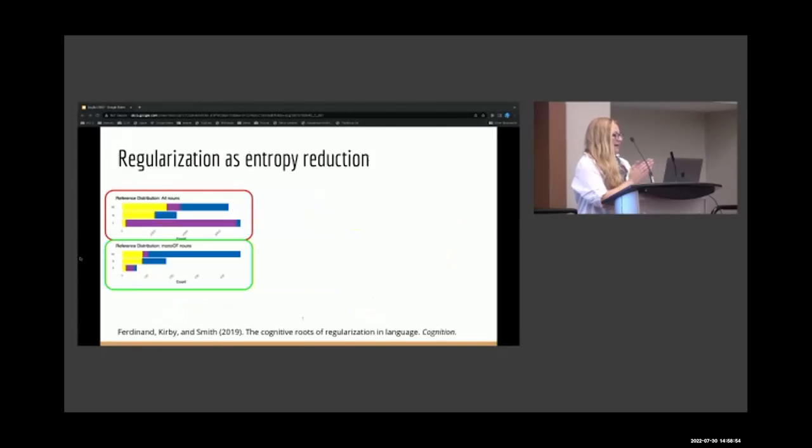And so now that we have them, we have the all nouns as the top distribution in red and the monosyllabic as the lower one. And now what we want to do is figure out our measure of how we're going to assess regularization. So we're going to follow Ferdinand et al. in 2019 in framing this in terms of entropy reduction.